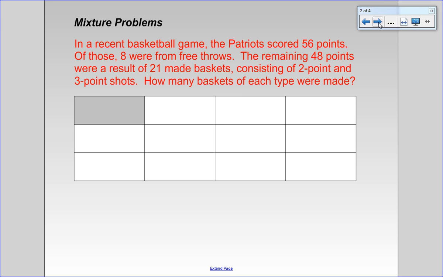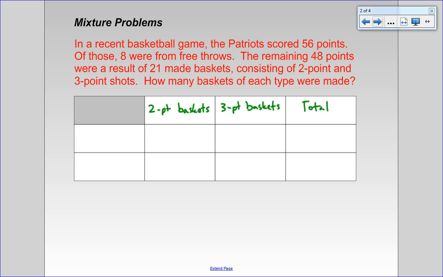To organize the information in a mixture problem, it's often helpful to use a table. And we're going to label the columns of our table with the types of items that are being mixed or combined together. In this case, we don't need to worry about the free throws since we already know that there were 8 of those. What we are combining here are a certain number of 2-point baskets and a certain number of 3-point baskets. And then we have a total sort of mixture of these 2 types of baskets that results in the end.